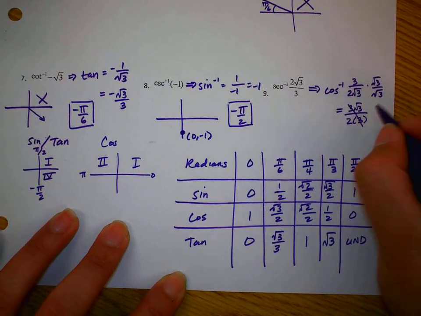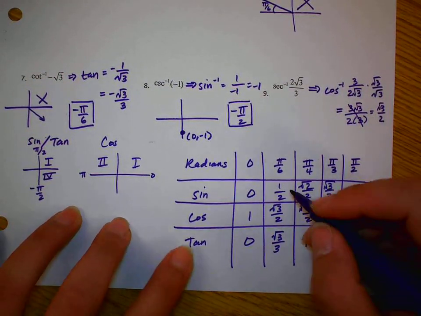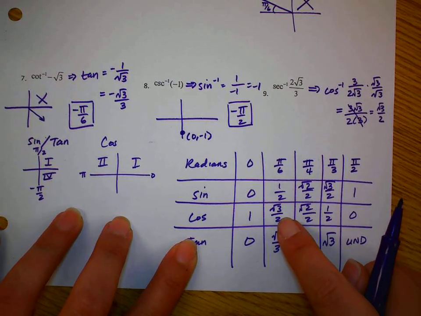So we're looking for an inverse cosine that would give me a positive root 3 over 2. There's root 3 over 2 for cosine. So my angle would be pi over 6.